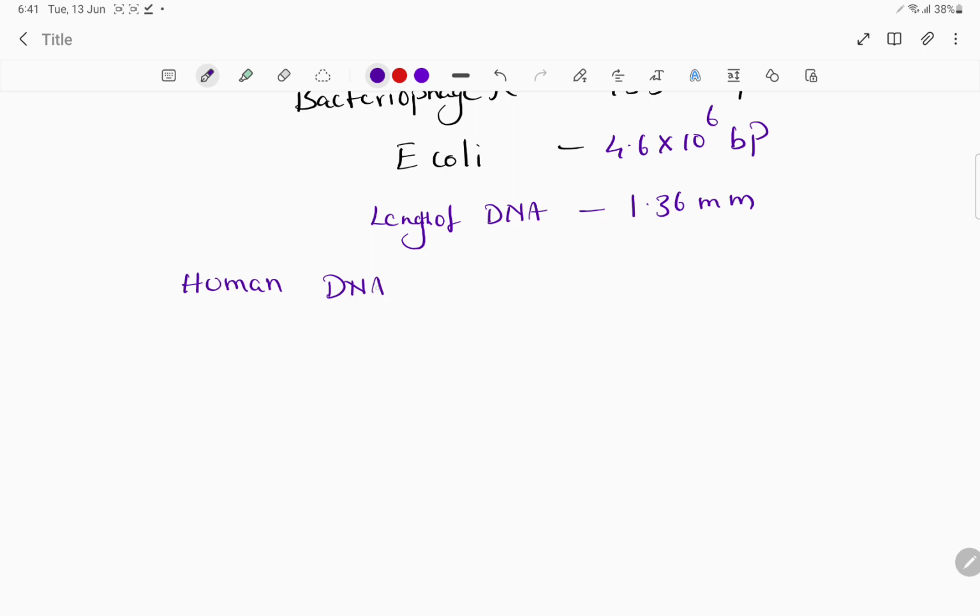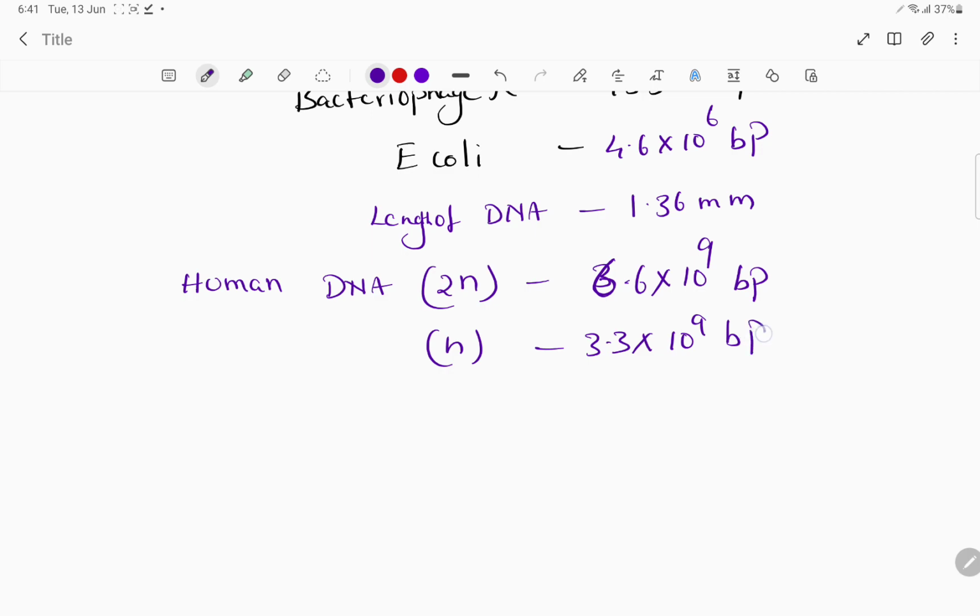And next, the human genome. Human DNA is diploid. For a diploid it is 6.6 into 10 to the power of 9. For n, it is 3.3 into 10 to the power of 9 base pairs.